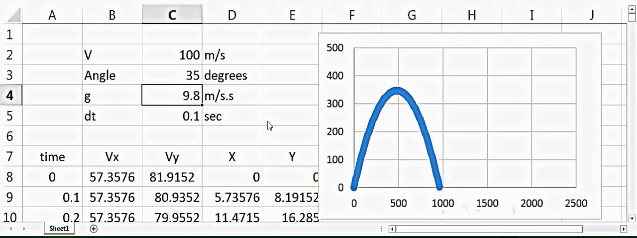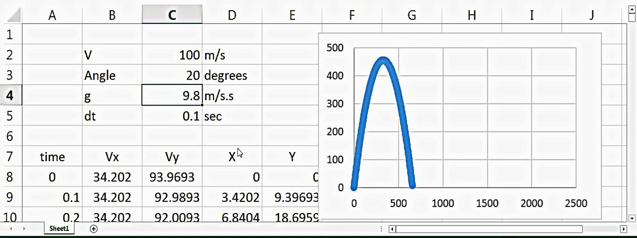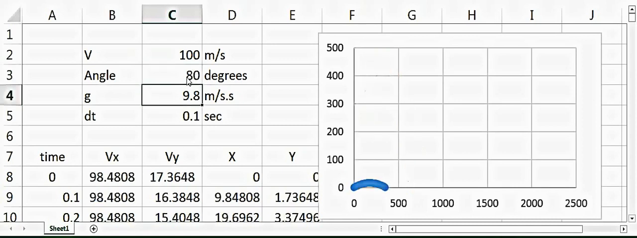Now you can play around with it. Instead of 35, if I throw it at 20 degrees, then it goes pretty much up, and if I throw it at 80 degrees, then it doesn't go up but mostly towards the ground. It doesn't take a lot of height. So I hope this tutorial will help, and I'll see you next time.